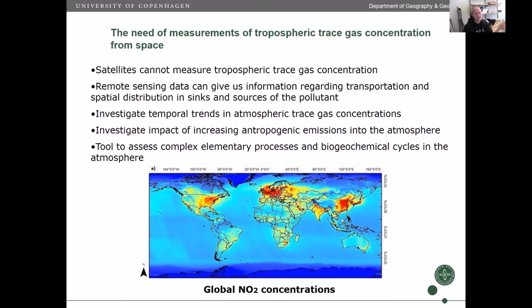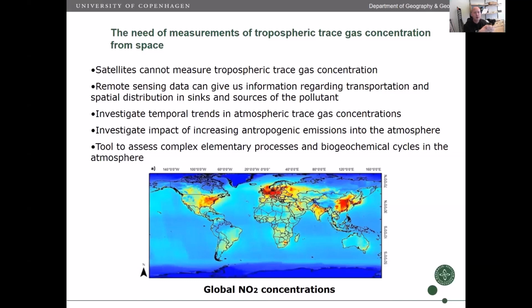Now we can get information on where the main sources of air pollution are, where they are coming from, and where it is going. If we have a main source here, for example cities along the coast, maybe it's transported further inland instead of being blown out into the ocean. So we get some information on where the air pollution is transported across the Earth.